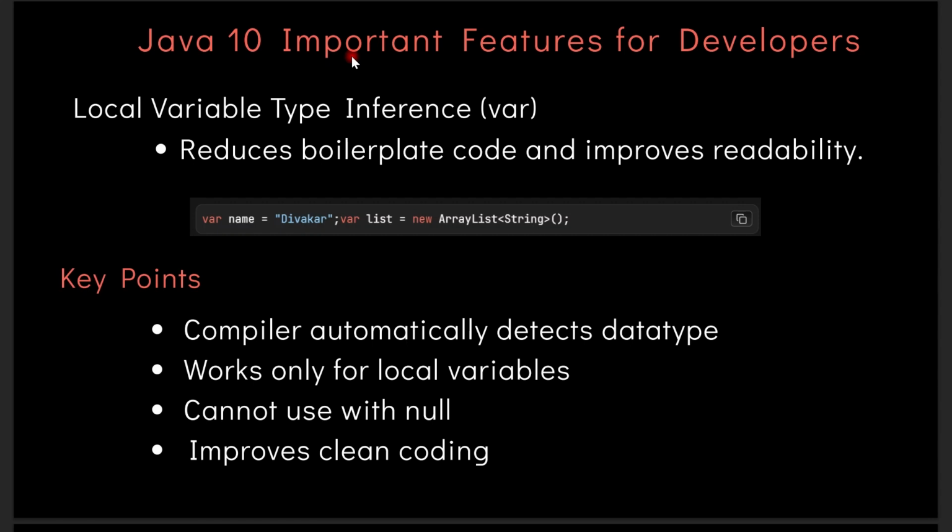So let's start. In Java 10, they introduced the local variable type reference var. If you know JavaScript, you would have heard about the var keyword. It will work the same here also, but there are some differences here. It reduces boilerplate code and improves reliability. Here var will work with any kind of data types.